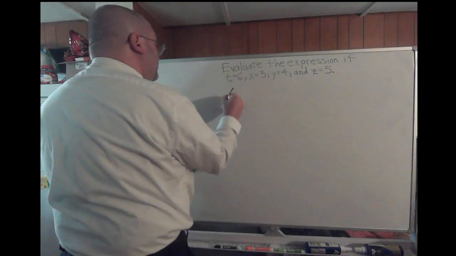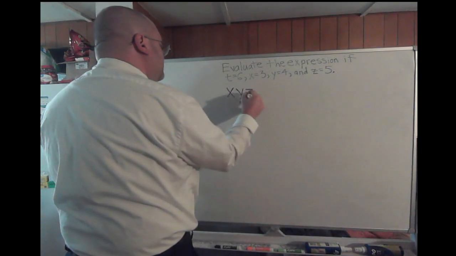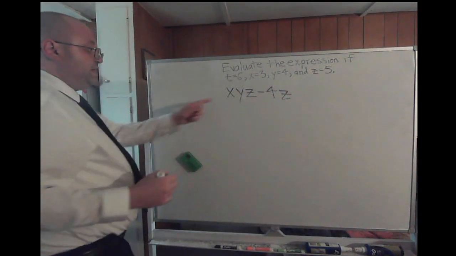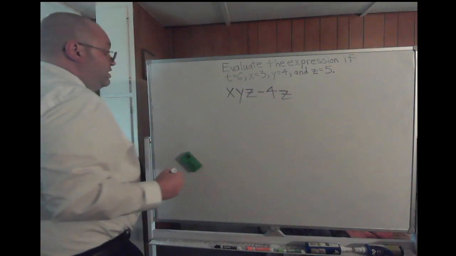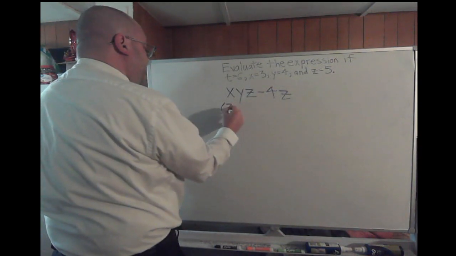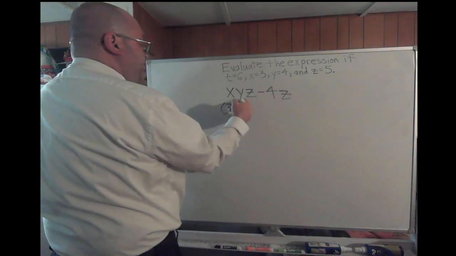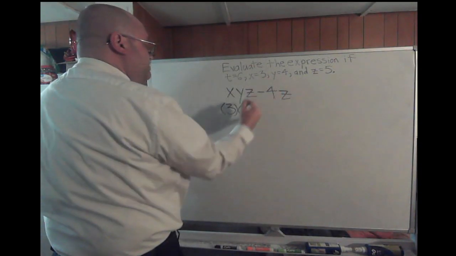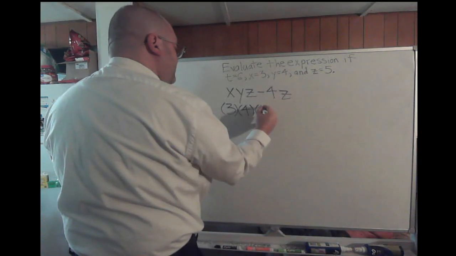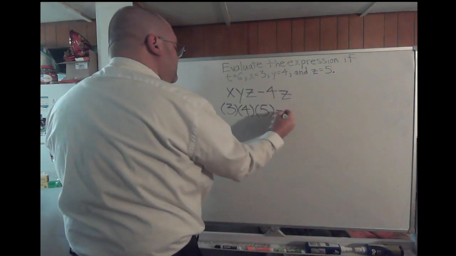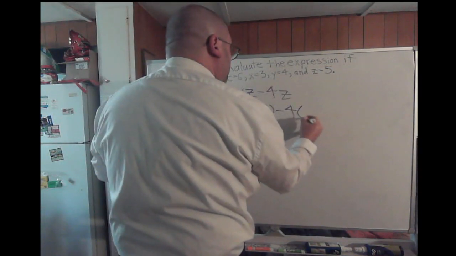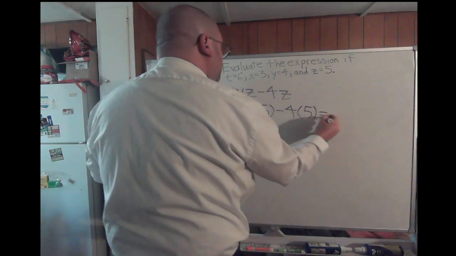Alright, let's see. We got xyz minus 4 times z. So we got xyz minus 4z. Well, again, we'll just substitute in the values for the variables. X equals 3, so we'll put in 3 for x, times the y term. Y equals 4, so we'll put in 4 for the y, times your z term. Z equals 5, so you have that times 5. Minus 4 times your z term. Z equals 5, so we'll have 4 times 5 for the second term.